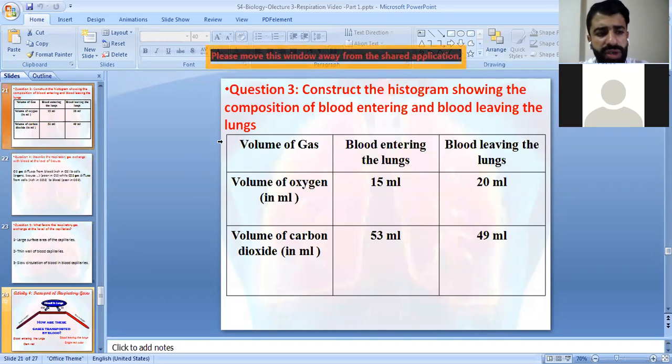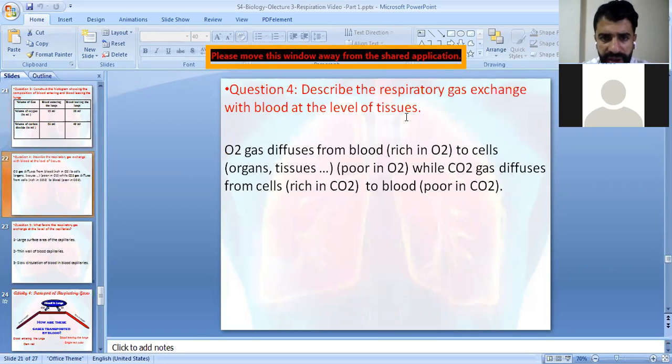Question number 3, constructing a histogram. You know how to draw a histogram, blood entering and the blood leaving. Question number 4, describe the gas exchange with blood at the level of the tissues.